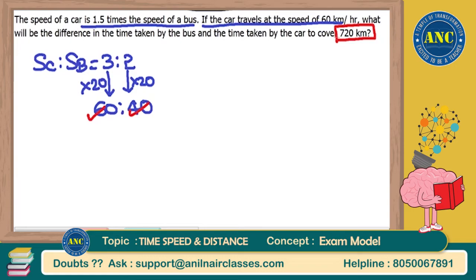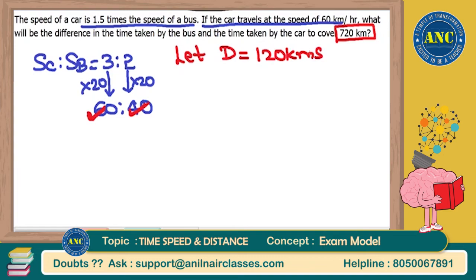Forget about according to question, sir. Find out according to your assumption initially. Finally convert according to the question. I know that distance is constant. I will assume the distance as LCM of 40 and 60. LCM of 60 and 40 is 120 kilometers.